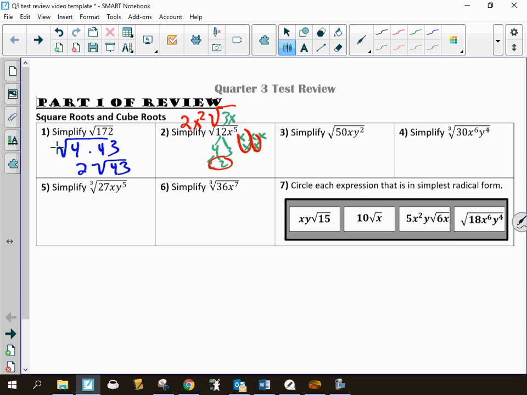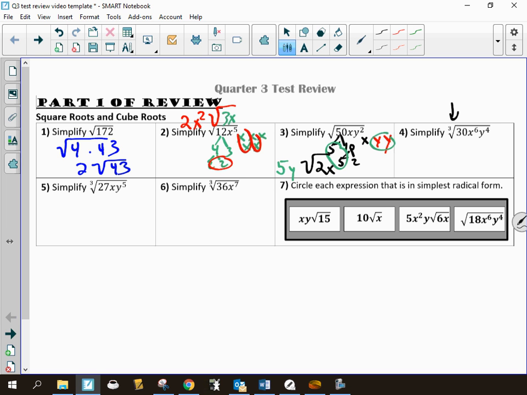All right, same thing for number 3. Do the factor tree. I'm sorry, that second one is a y. That's hard to read. So that's y, y. So circle pairs. So that'll be 5y times the square root of 2x.